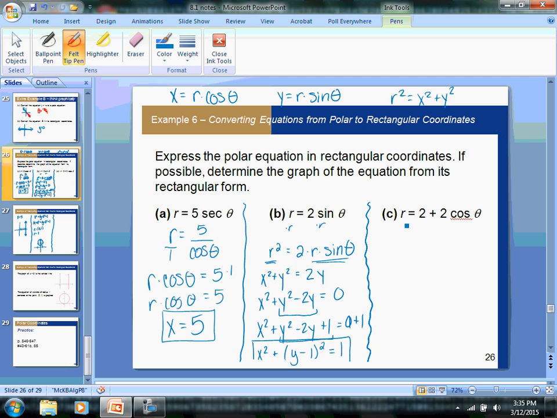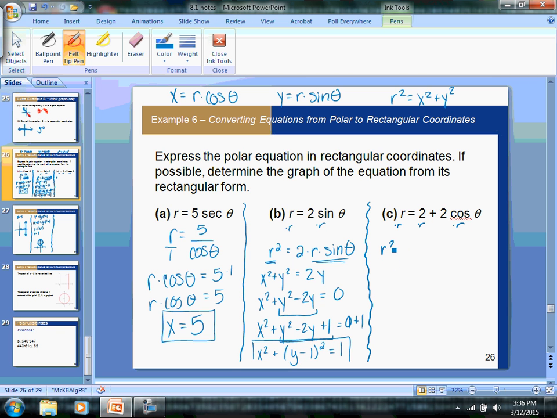Again, if I had an r times the cosine theta, then I could substitute in an x. If I had an r squared, I could substitute in the x squared plus y squared. So kind of like what we did in part B, I'm going to multiply every single term by r. That way I'll get the r in there with the cosine, I'll get the r squared in there. So I'm going to multiply by r, but remember you have 3 terms here, so we have to multiply this 2 by the r as well.